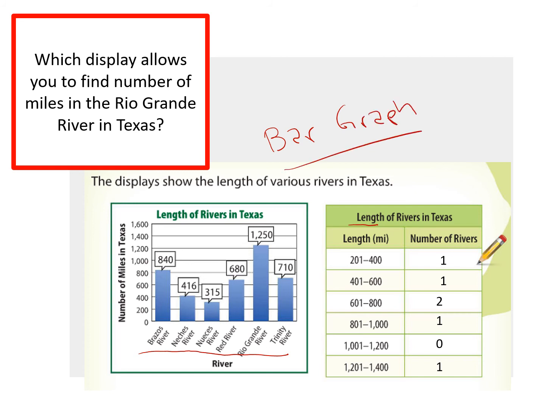Okay, a bar graph, that's a number of miles. How much of something? How many miles in the Rio Grande River? Okay.